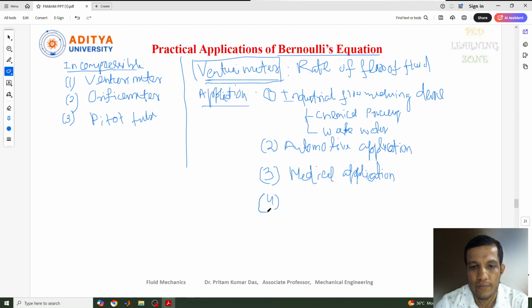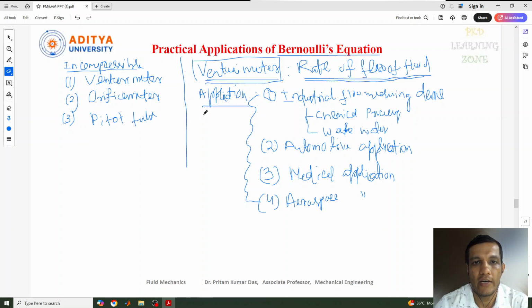The next is the aerospace industry or aerospace application. In the aircraft also we require some kind of fuel, so that also can be considered, and many more applications are there. Basically, in all these applications, we need to find out the rate of flow of the fluid which flows in these areas.